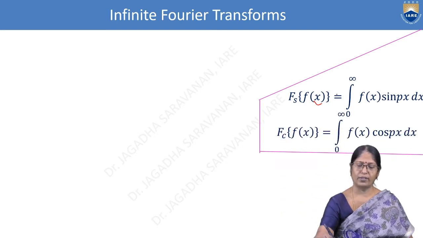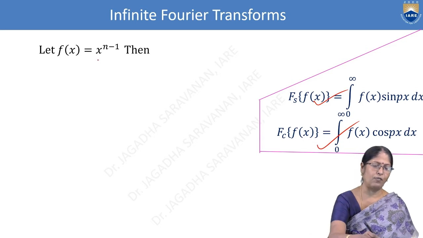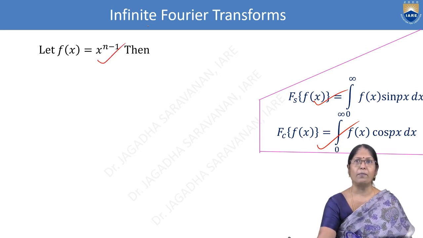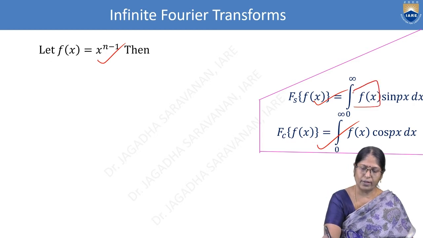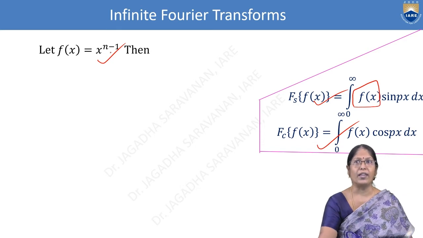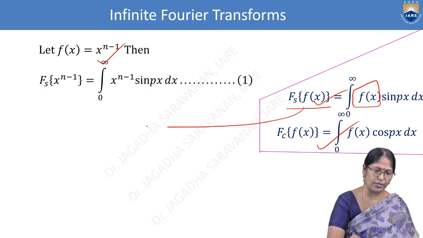So we know it. This is the Fourier sine transform and Fourier cosine transform. We will apply it. Our function is x power n minus 1. That is the f of x. It is replaced by our x power n minus 1. So here we can notice it.